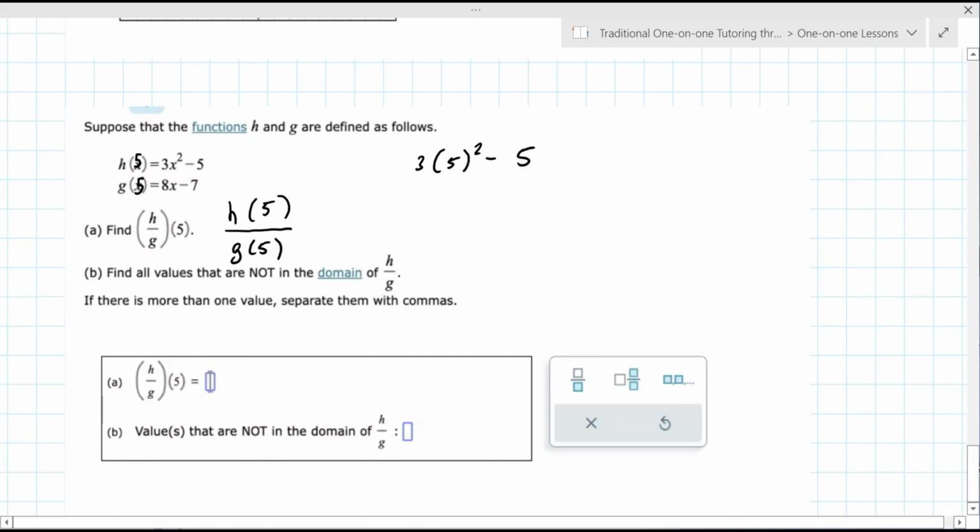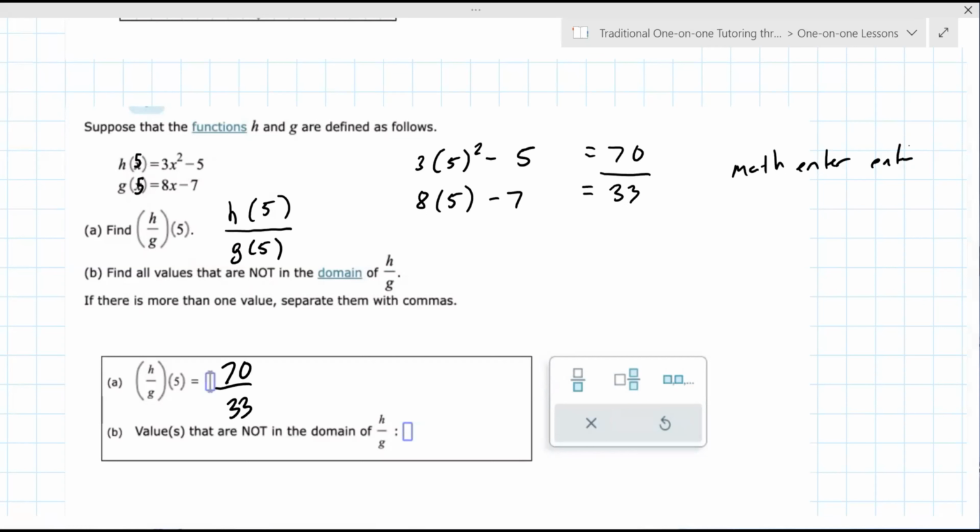So just make sure this is okay. Let's see here. 5 squared is 25, 75. So it's 70 on top. On the bottom, you've got 8 times 5 minus 7, which is 33. Those do not reduce. If you've got a TI-83 or 84, you can do Math, Enter, and it'll reduce the fraction for you. So basically you're just plugging in the values that it gives you. Yes. Okay.